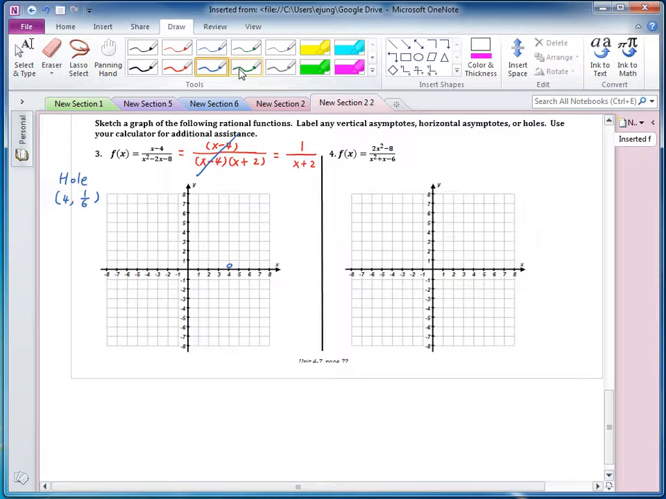And now let's talk about other things. What do I need to talk about for this factor in the denominator? That is another excluded value, but it is not cancelled out. What happened there? Vertical asymptote, right? Give me the equation of the vertical line.